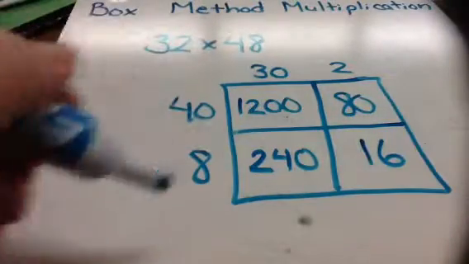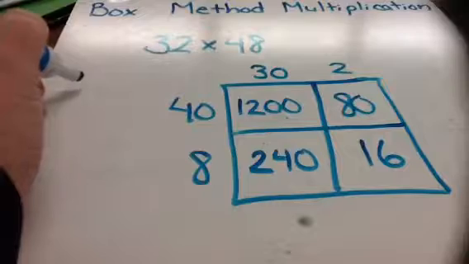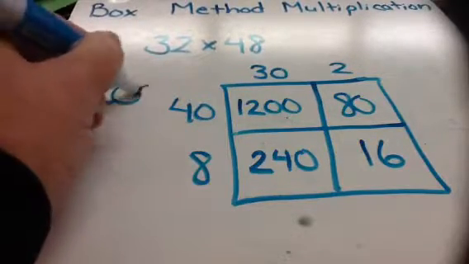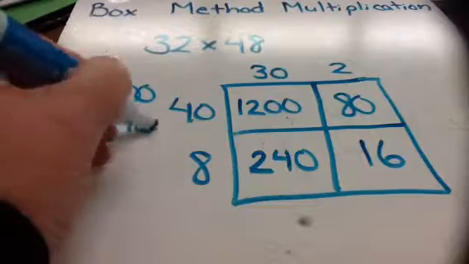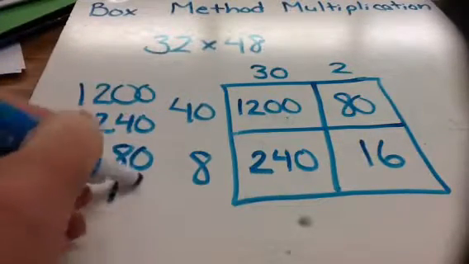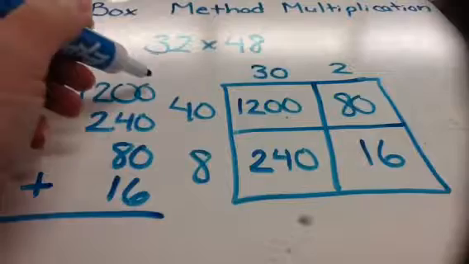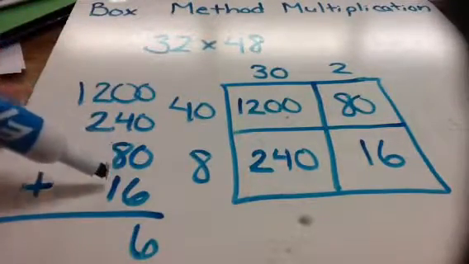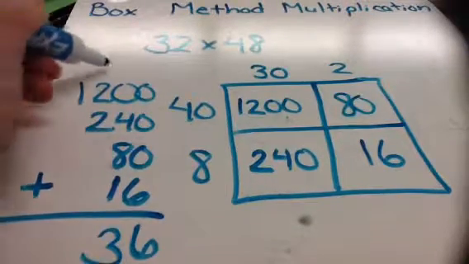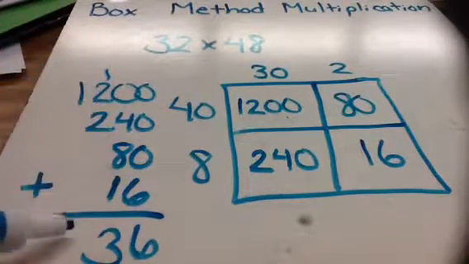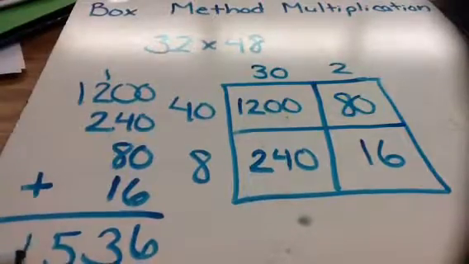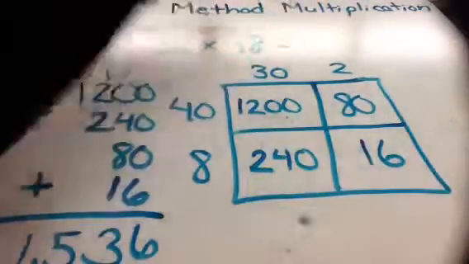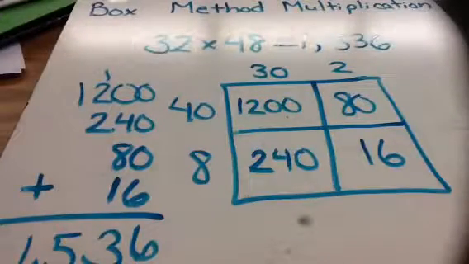Finally, I add my partial products together. 1,200 plus 240 plus 80 plus 16. 0 plus 0 plus 0 plus 6 is 6. 0 plus 4 plus 8 is 12, plus 1 more is 13. 1 plus 2 is 3, plus 2 more is 5. 1 plus nothing is 1. My final answer for 32 times 48 is 1,536. And this is how you do box method multiplication.